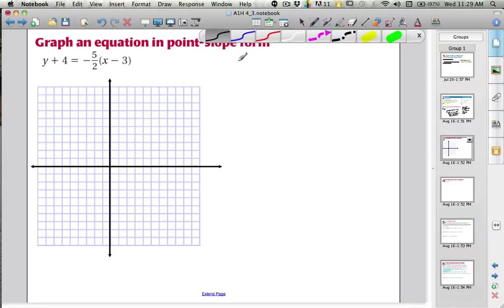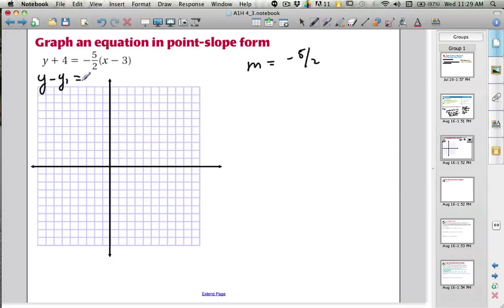So let's take a look at what we've got. I know that my slope is equal to -5/2, remembering I'm doing y minus y1 is equal to slope times x minus x1. So I'm looking at the parts. I know that x1 was 3, and I know that y1 was -4, because y minus -4 is what gets me y plus 4. So if I start with this point, 1, 2, 3, and then down 4, there's that point.